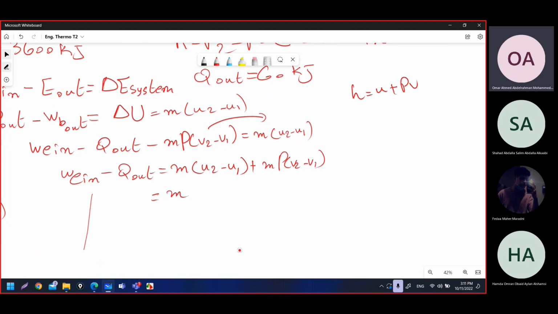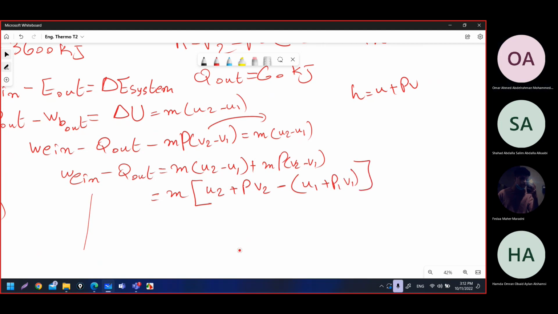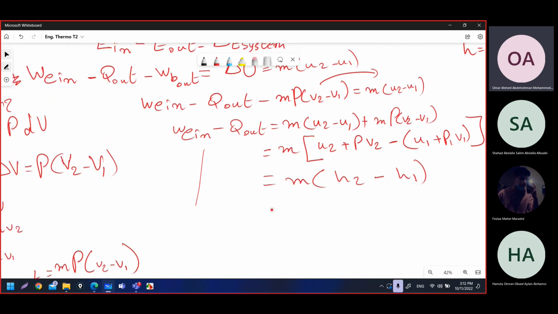So that's what I will do. I will arrange the equation and take m as a common factor. And I will say that (u2 plus P2v2) minus (u1 plus P1v1). This term is equal to h2 minus h1. I will have the enthalpies instead of the specific internal energy and Pv, the pressure and the specific volume. This will equal W_in minus Q_out.